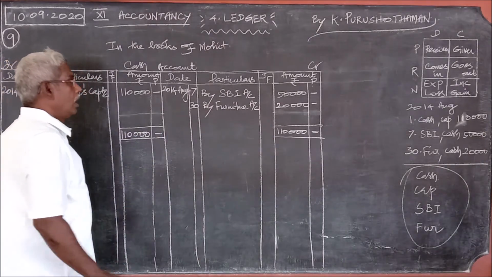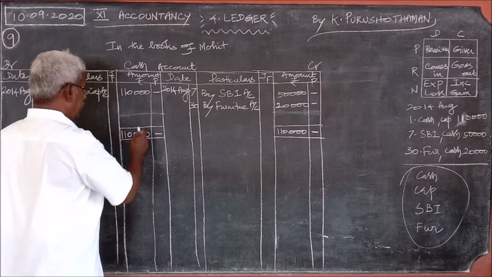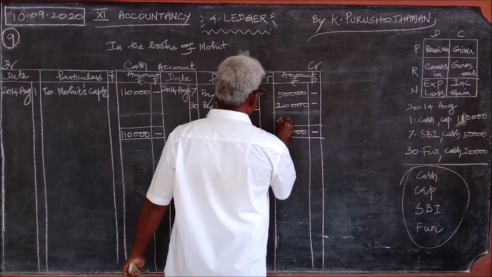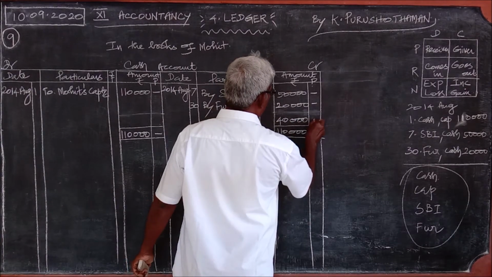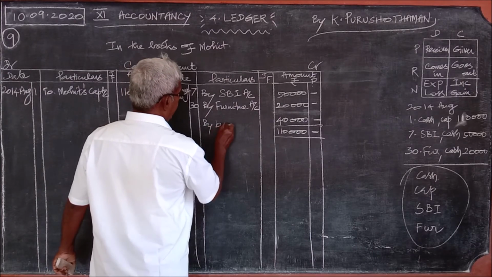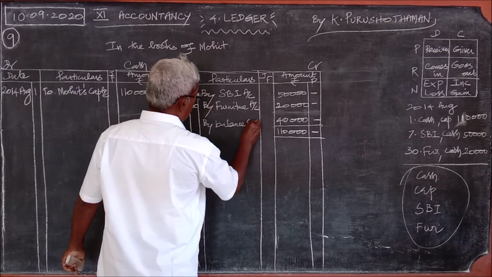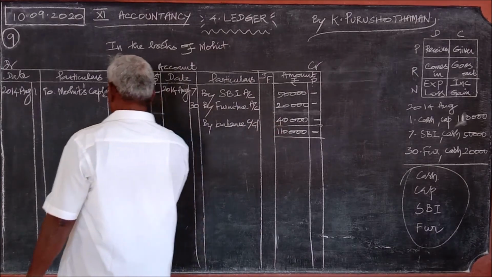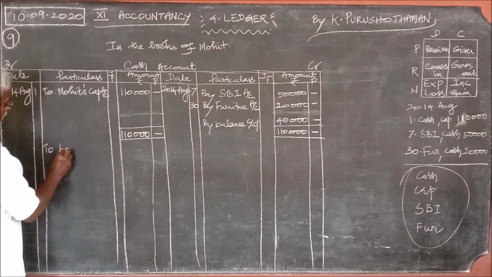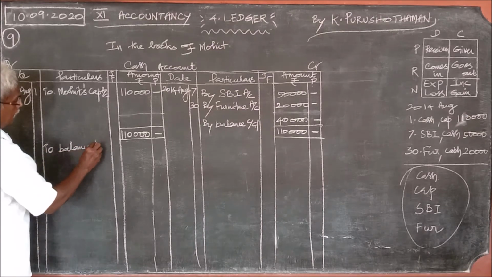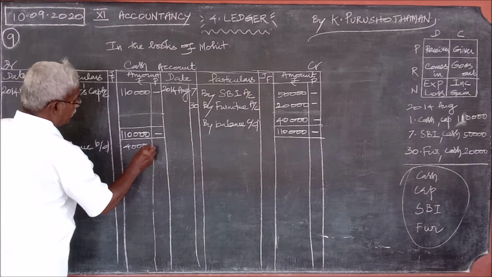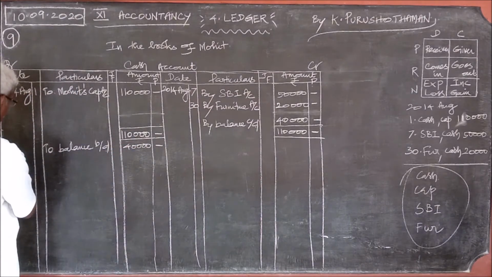Right now, how much is missing and on what side? Here 1,10,000, there only 70,000. So the missing amount will be 40,000. Against the missing amount, you write the balance carried down. Then on the opposite side, balance brought down, the same amount 40,000. So with this the ledger is over.